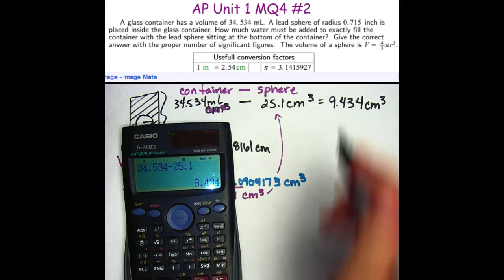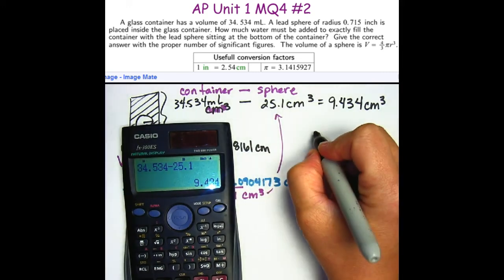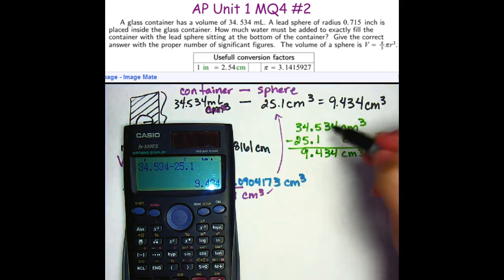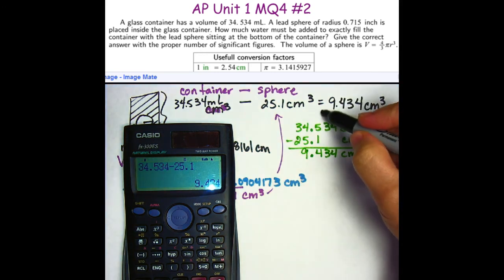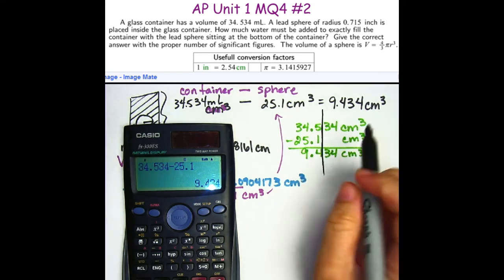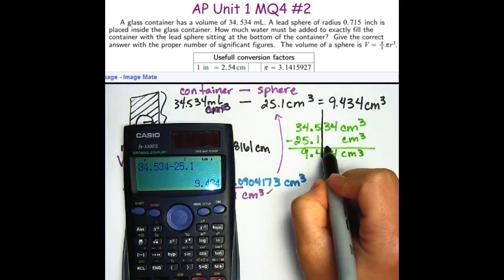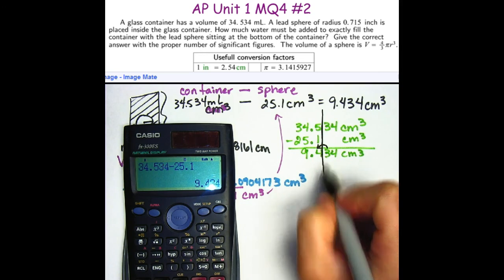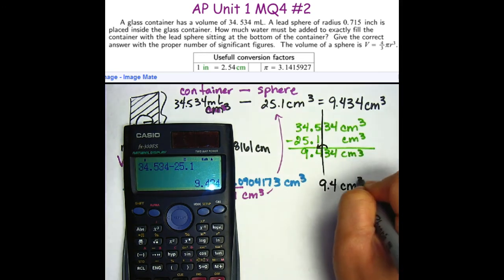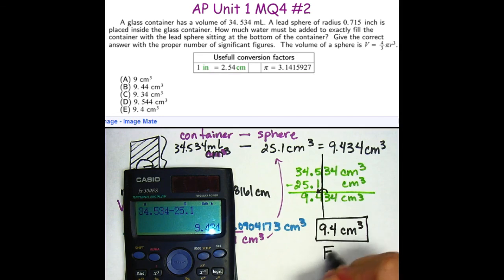And so if we line up these two values, we can see here that the cutoff is going to be at the tenths place, because that's as far as this number goes. And so this 4 is going to be rounded based on this 3, which is going to give me a final answer of 9.4 centimeters cubed, which is letter E.